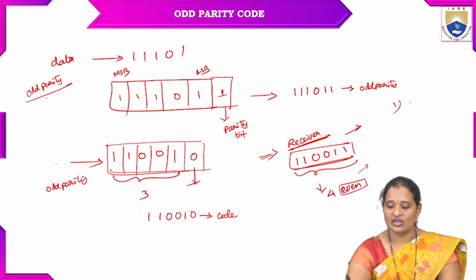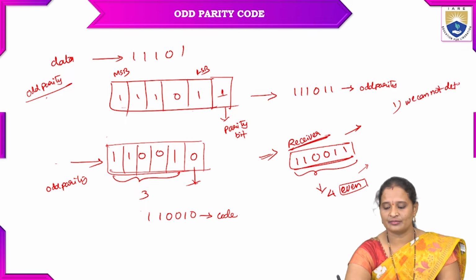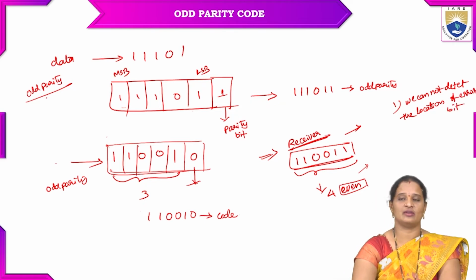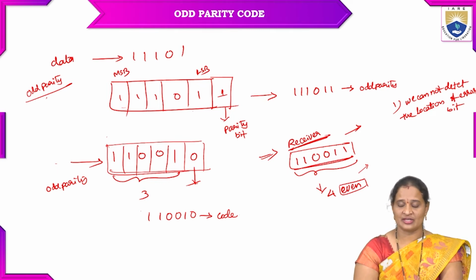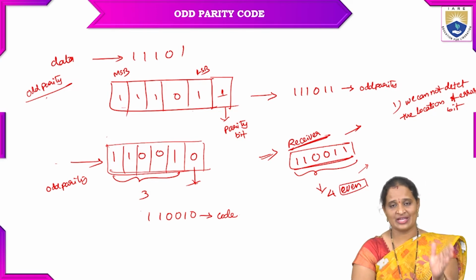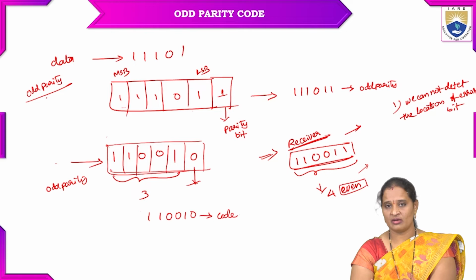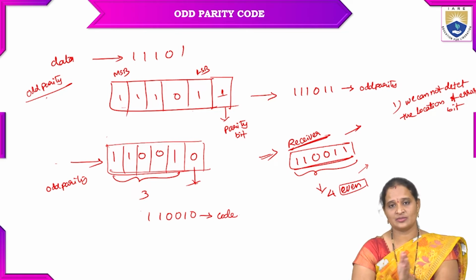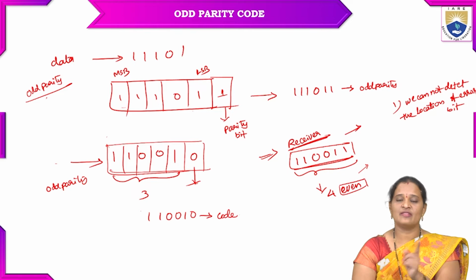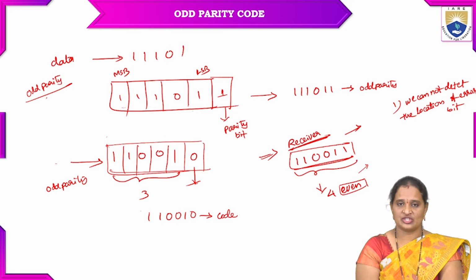We cannot detect the location of the error bit. This is the drawback here. We can detect the error by just checking the parity at the receiver side. If it is matching with the transmitter side parity, then there is no error. If the parity is mismatched from the transmitter side, then we can say that there is an error. We can detect the error, but we cannot locate the position of the error.